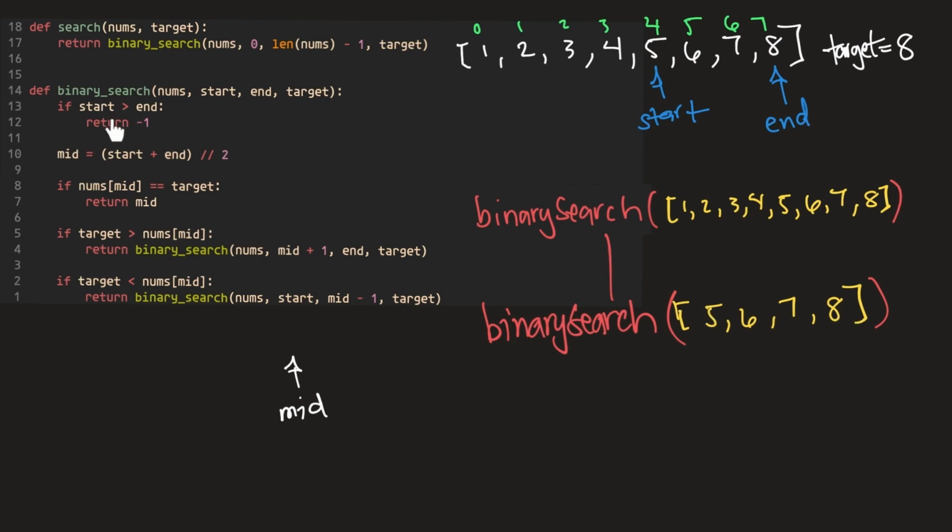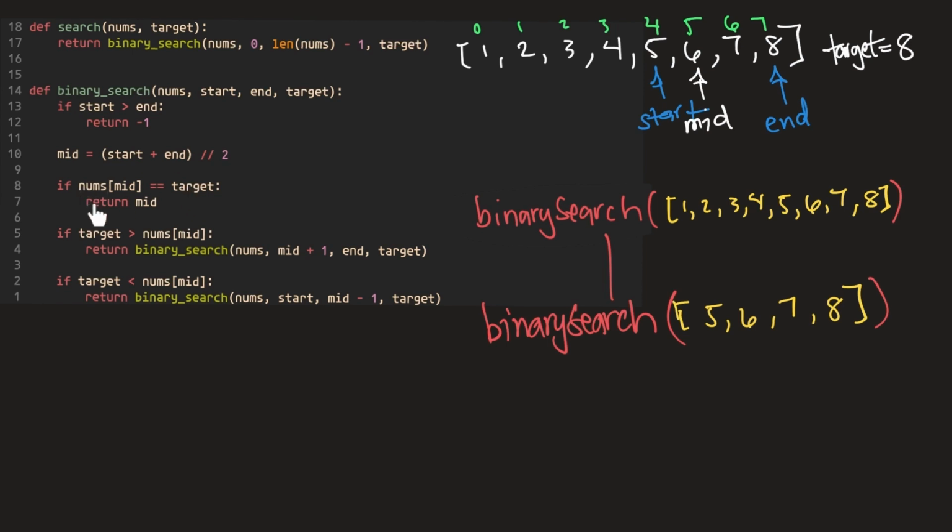And once again, we end up at our base condition to check to see if start is greater than end. Start is still not greater than end. So we'll move on to calculating our mid once again. And our mid is going to be the index 4 plus the index 7 divided by 2. So 4 plus 7 is 11, divided by 2 is 5.5, which will just floor to 5. So our mid is going to be index 5. So we can go ahead and move our mid to index 5.